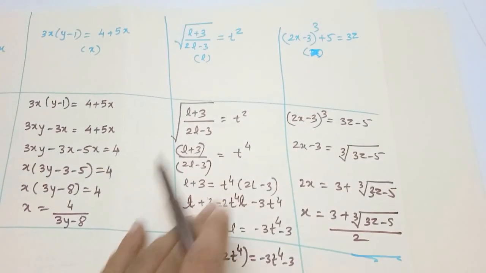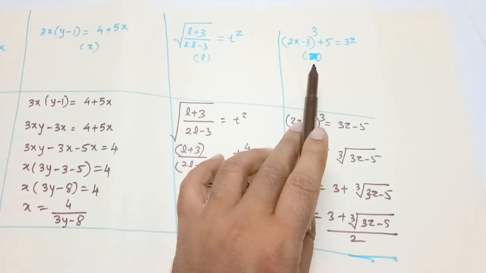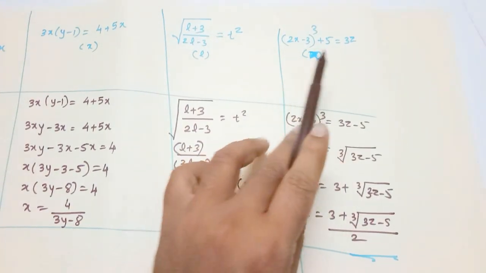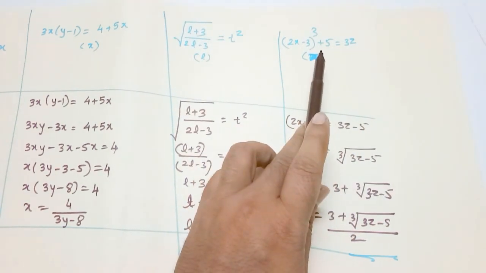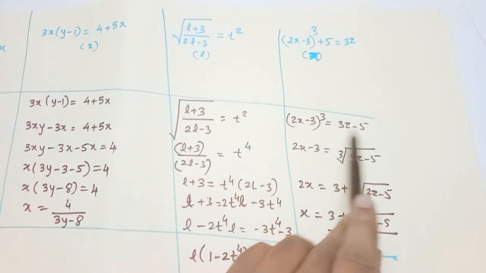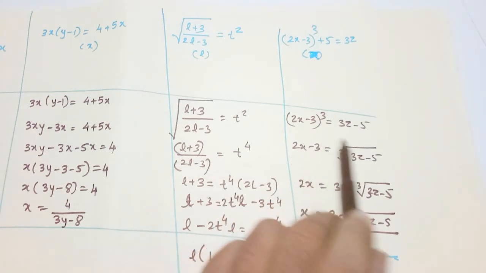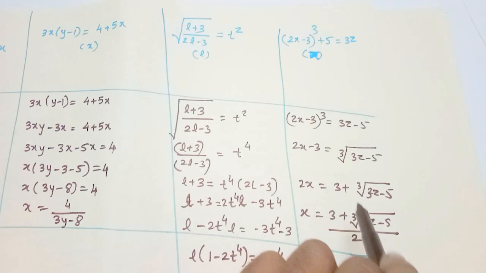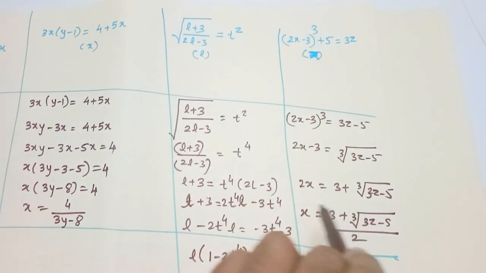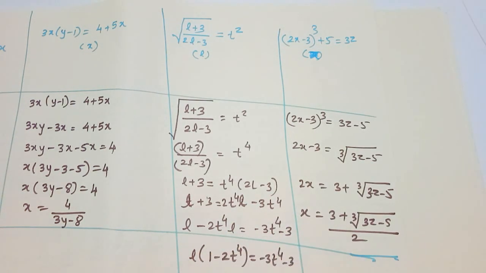The last one is, you wanted to make x the subject of the formula. So you throw the garbage value to the other side. So 5 on the other side is adding here. Then it's going to become 3z minus 5. Then you take 2x minus 3, the whole cube root, to the other side. Cube on the other side goes to cube root. Then you add 3 to the other side. Then divide by 2. Alright, hope this practice session helped you.